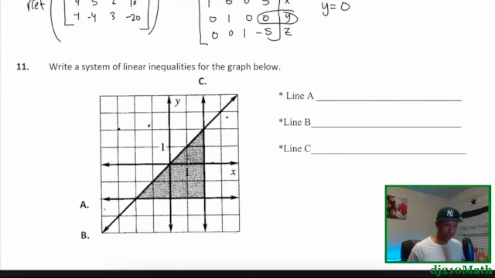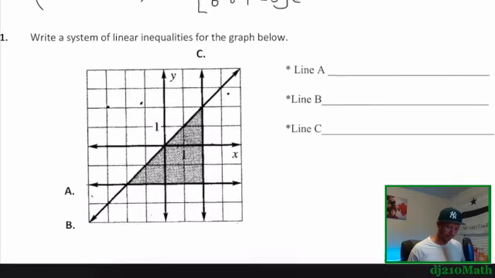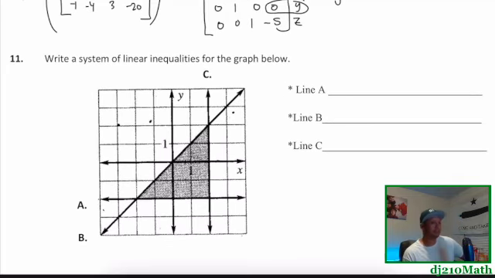Number 11. Okay, so this is a graphing one. We got pictures. Write a system of linear inequalities for the graph below. This is going to be three equations. Let's try to see through the clutter.